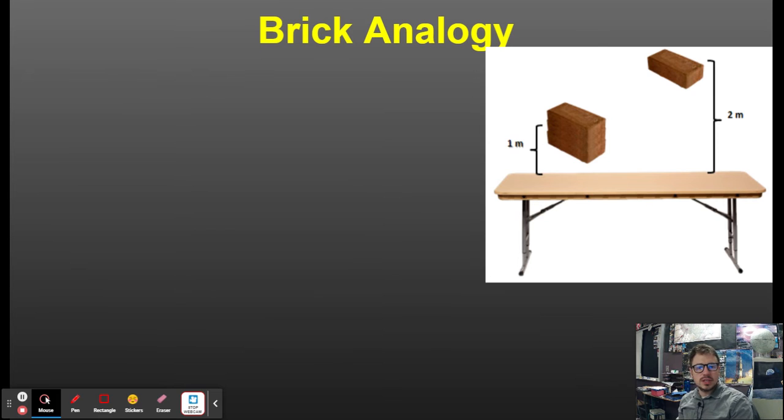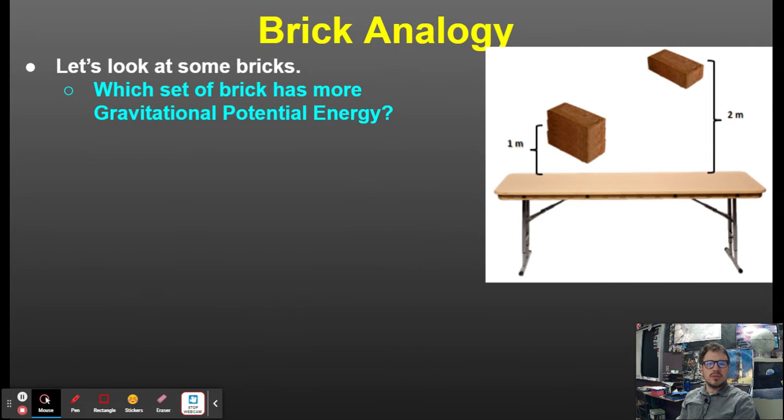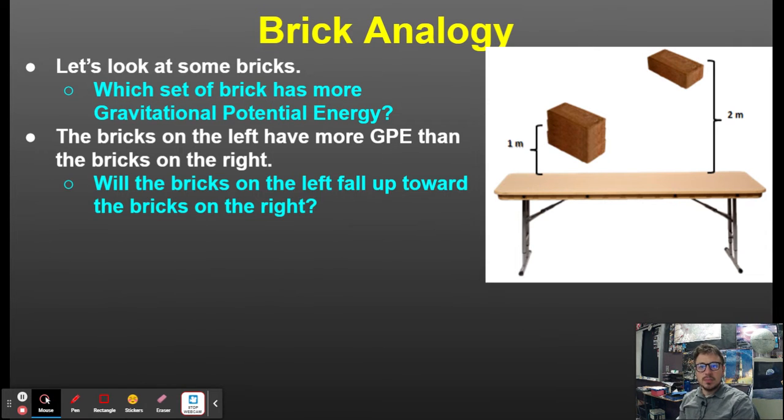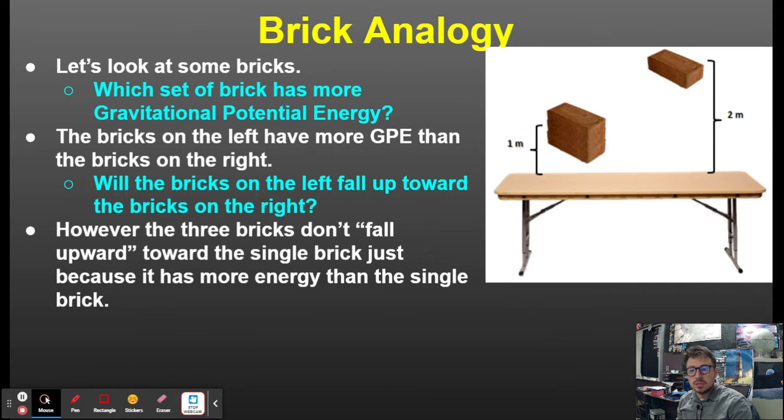So now let's switch gears, and let's talk about the flowing of charges. So if we look at some bricks, right? We know if we have 3 bricks at 1 meter and 1 brick at 2 meters, well, we know that the bricks on the left have more gravitational potential energy than the bricks on the right, right? So, you got 3 bricks, mass times gravity times height. We know that's going to be that. Now, the bricks on the left aren't going to fall towards the bricks on the right. That wouldn't make any sense, even though it has more energy than that single brick.